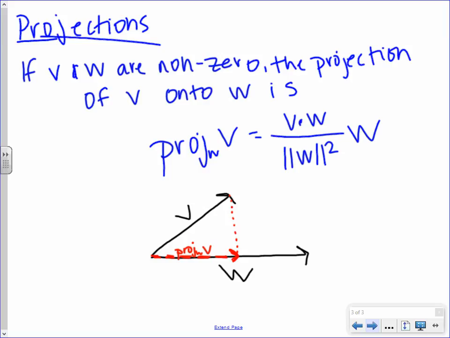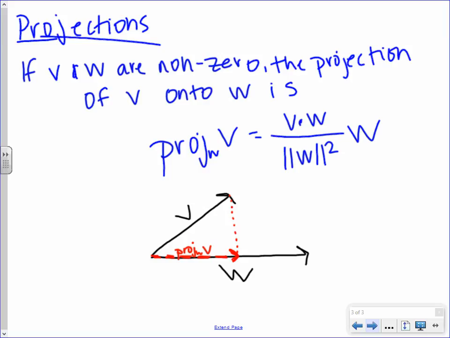Is it possible for W to be smaller than the projection of V onto W? I think it's okay if W is smaller. The projection would just go past W. Yeah, I think that would be fine. Mathematically, I don't see anything that would be a problem if that were the case.